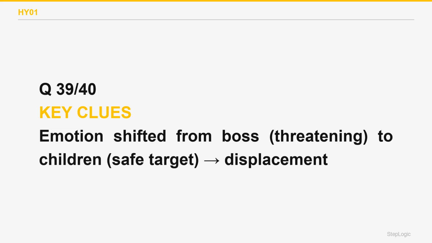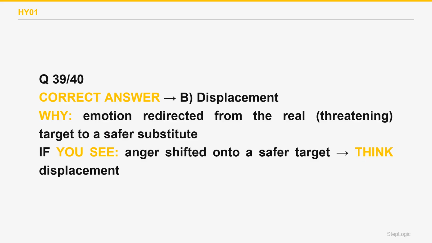Displacement is the transfer of an emotion from its original threatening target onto a safer, less threatening substitute. Unable to express anger toward his boss, the man redirects it onto his children. The feeling is unchanged, only its target is shifted, the hallmark of displacement. The correct answer is B.